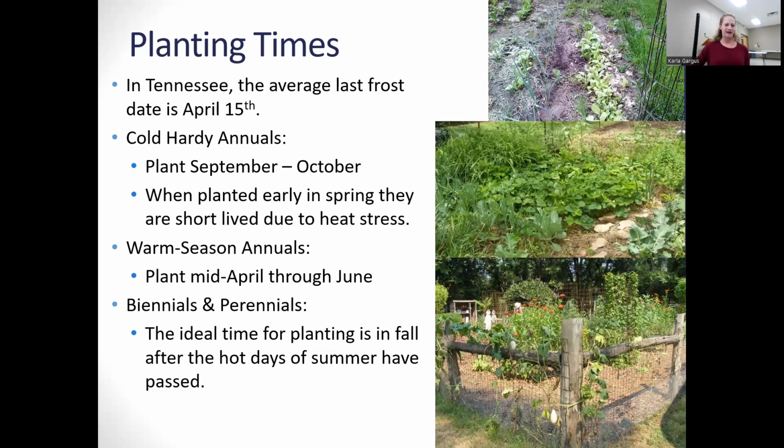Okay, so like I said, the cold hardy annuals, you have two different times. You can plant them in the fall. You can plant them in the spring. And then warm season annuals, you want to wait until after our frost free date, usually somewhere around mid-April. And biennials and perennials, if you're going to divide those, you want to do those in the fall.